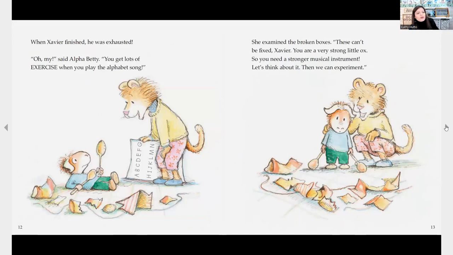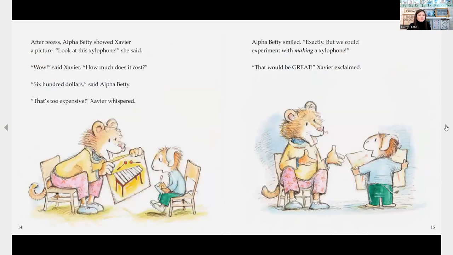"Oh my," said Alphabetti, "you get lots of exercise when you play the alphabet song." She examined the broken boxes. "These can't be fixed, Xavier. You're a very strong little ox, so you need a stronger musical instrument. Let's think about it, then we can experiment."